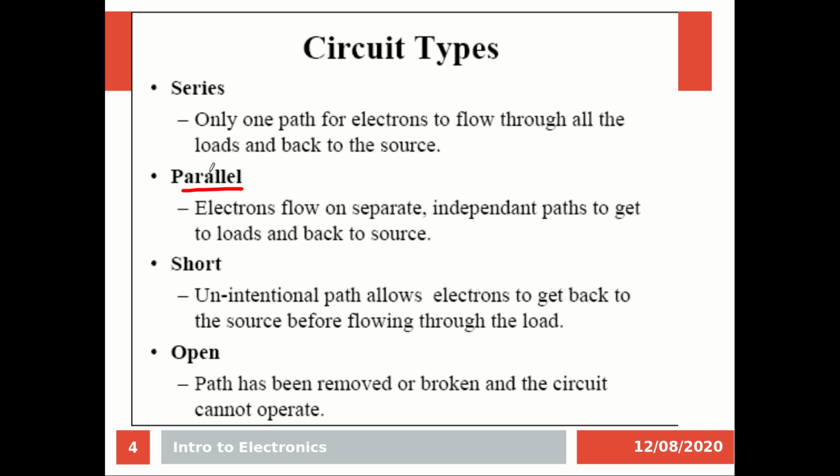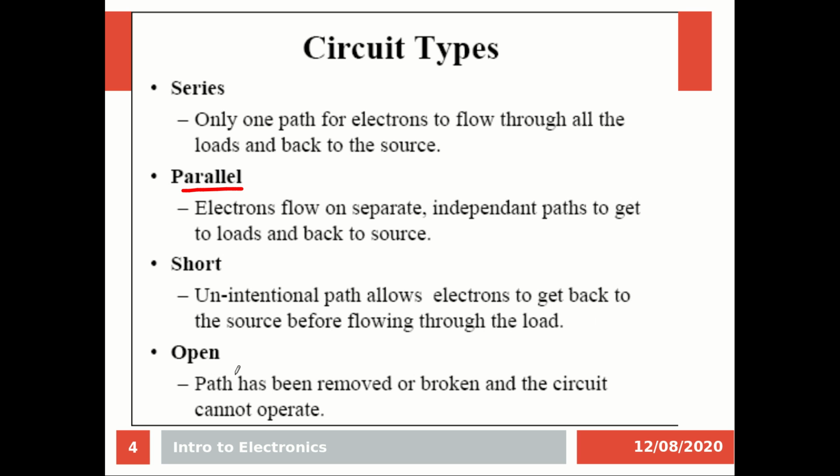We will get to parallel in the next lecture. Then we have the short circuit. It is not intentional. It is like you connect both sides of the battery directly, or in the breaker box in your home. If you connect it directly, there is a short circuit, and the fuse will cut off all the electricity from the apartment, for example. So the path allows electrons to return directly to the source without flowing through any load.